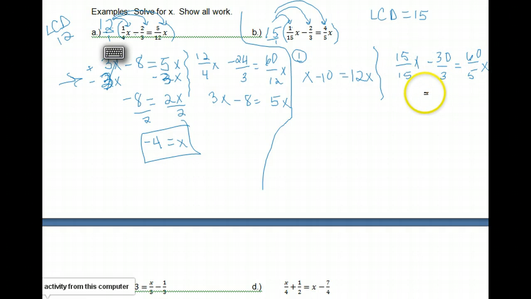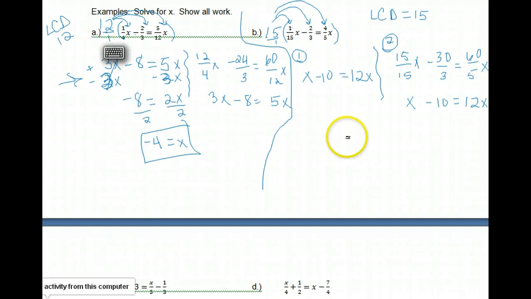And then you just simply reduce your fractions. 15 over 15 makes 1x. Negative 30 over 3 makes negative 10. 60 divided by 5 makes 12x. So we have the exact same equation both ways. It just depends on you and your preference as to which way you want to use to simplify those fractions and clear them out. Okay?